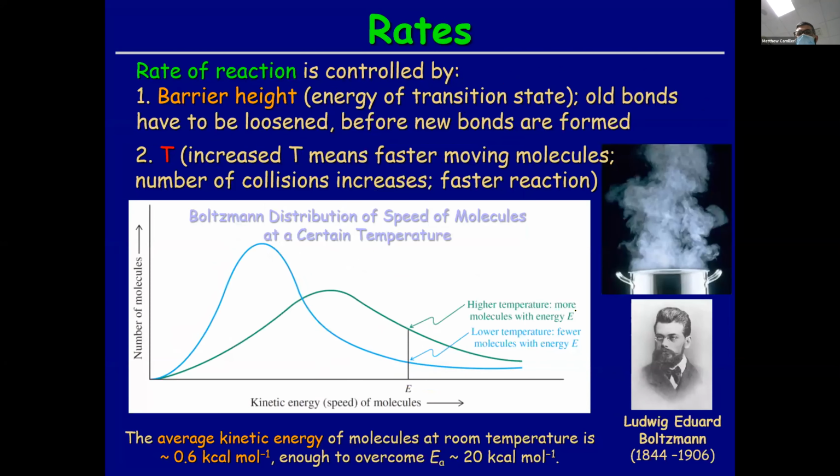So, the rate of reaction is dependent on two things: the barrier height, or the activation energy, and the temperature. How fast the atoms or molecules are moving. The lower the activation energy, the faster the reaction will be.